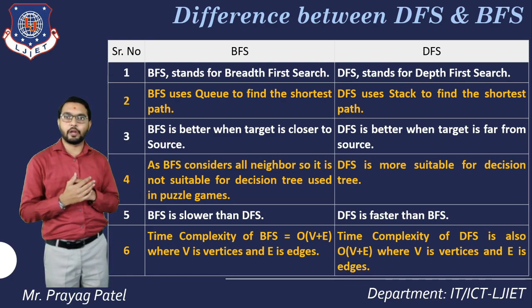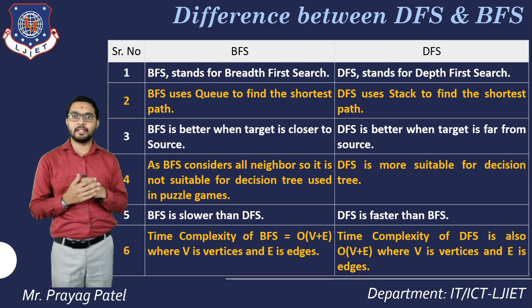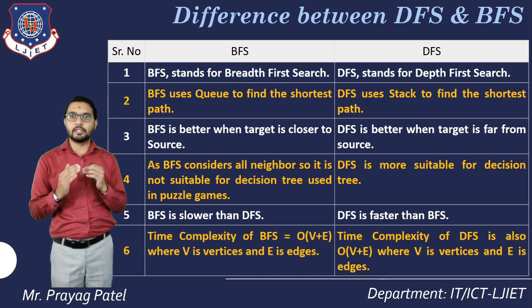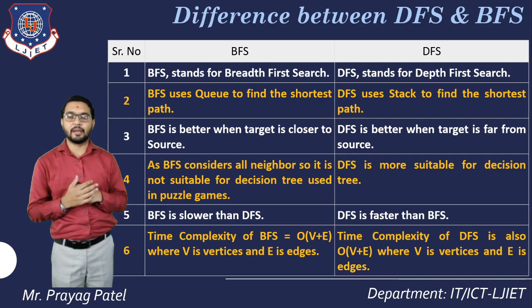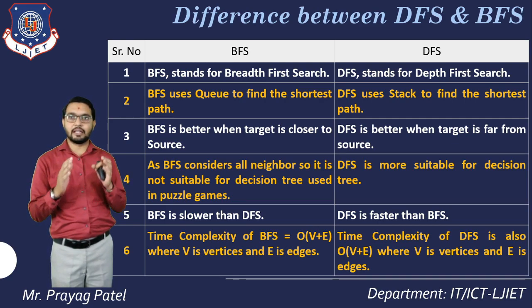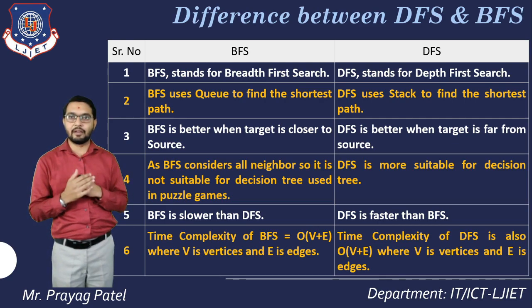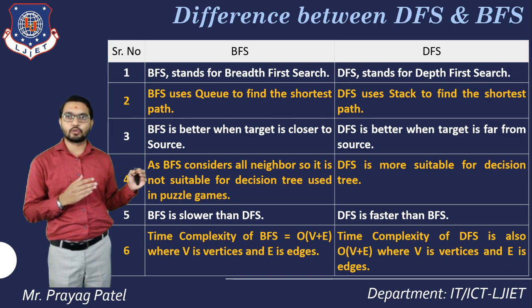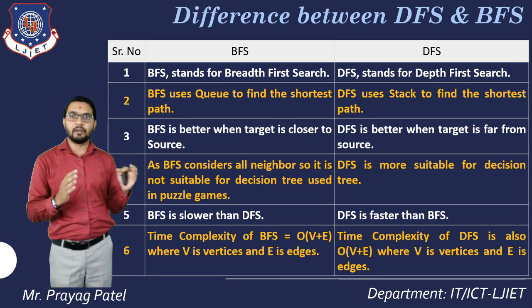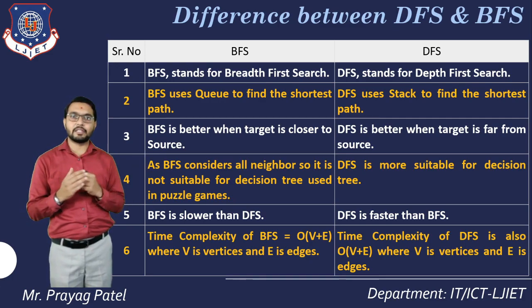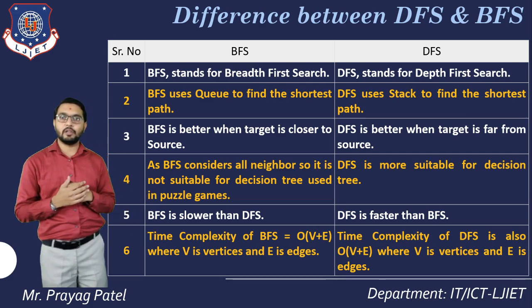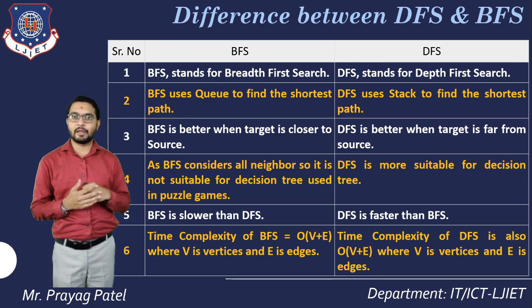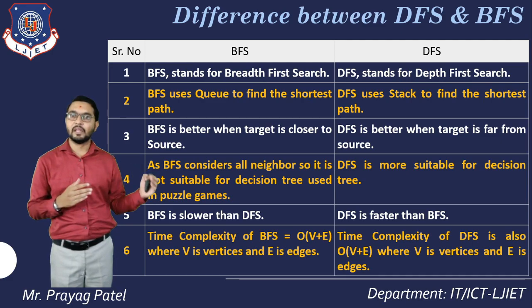Now consider the fourth point. BFS considers all the neighbors, so it is not suitable for decision trees used in puzzle games, because BFS works level by level, considering all the neighbors. So DFS is more suitable for decision trees. Now consider the fifth point. BFS is slower than DFS, and DFS is faster than BFS.